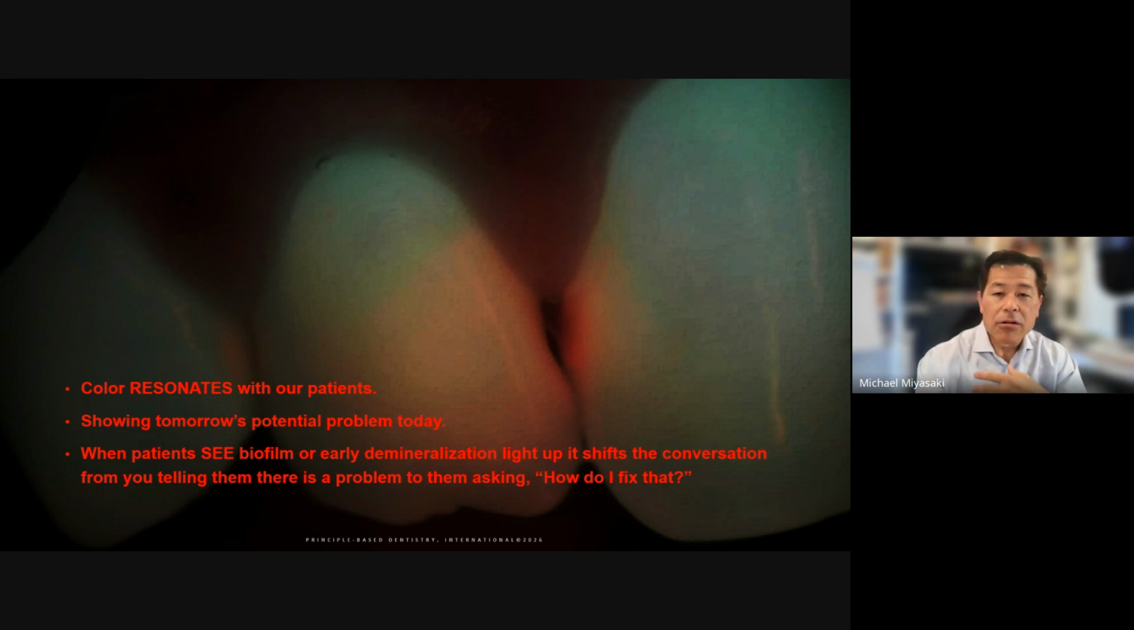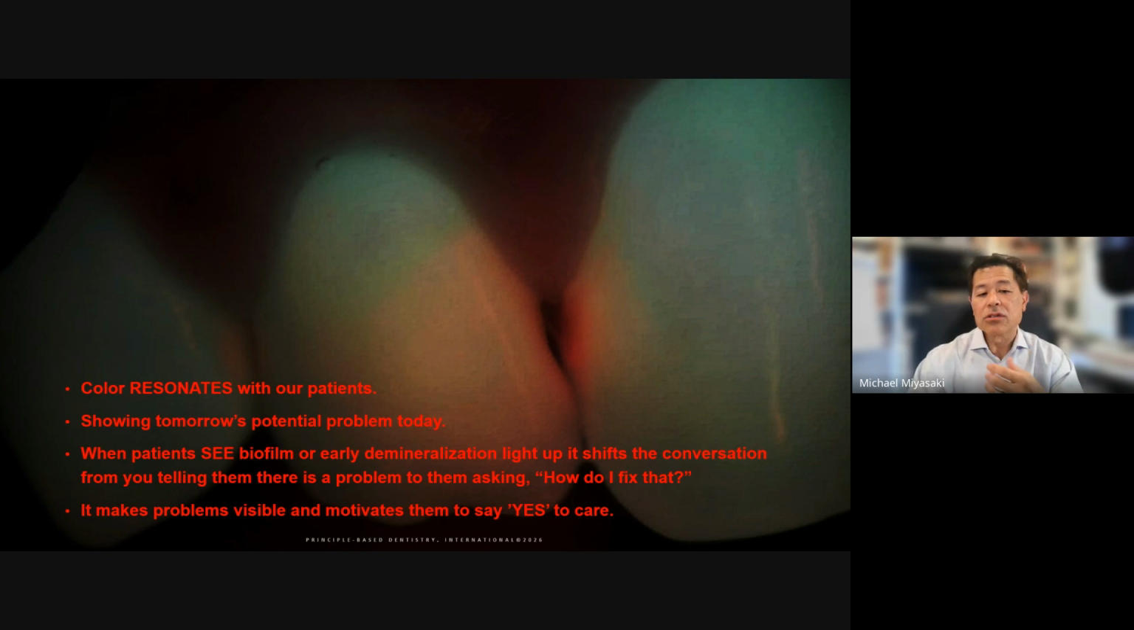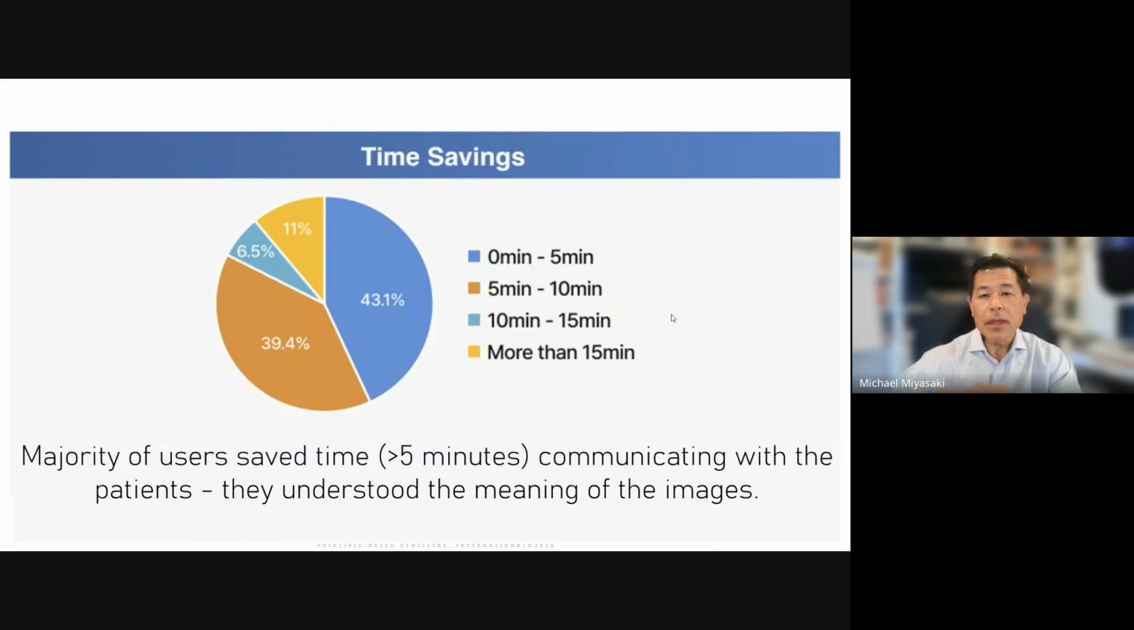And that's, I think, the power of what we're able to do with this technology, because it makes problems more visible. So our patients are more apt to say yes to the care that they need. And some of the research that AIOBIO has done just shows that the majority of users, when they were surveyed, found that they would save more than 5 minutes in talking to their patients. And time in a busy dental practice is precious, and it has value. And so the more time that we can save, the better it is for all of us.